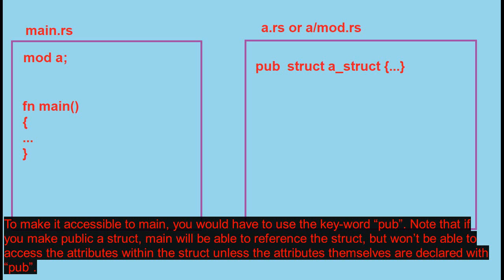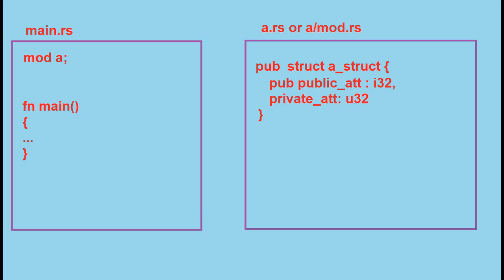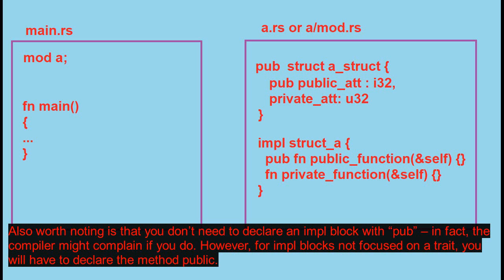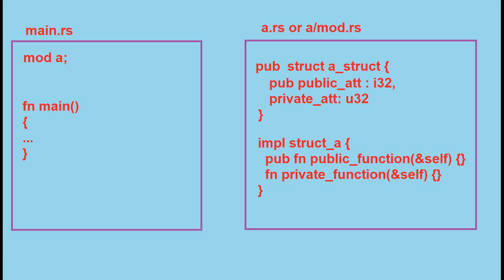Note that if you make a struct public, main will be able to reference the struct, but won't be able to access the attributes within the struct unless the attributes themselves are declared with pub. Also worth noting is that you don't need to declare an impl block with pub. In fact, the compiler might complain if you do. However, for impl blocks not focused on a trait, you will have to declare the method public.